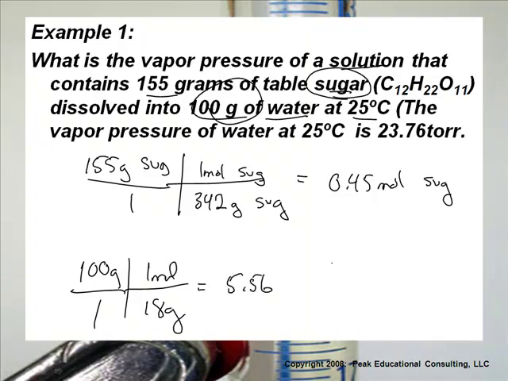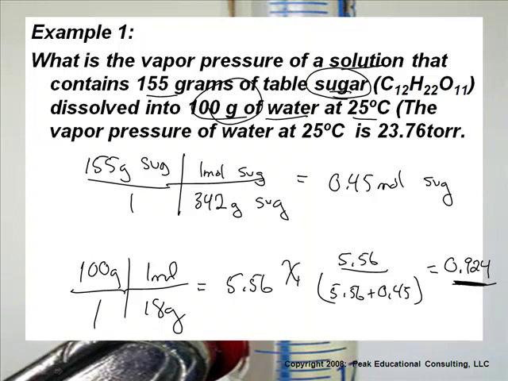5.56. So the mole fraction of the water, very important, of the solvent, will be 5.56 divided by 5.56 plus 0.45. And that'll be 0.9, I'm sorry, 0.924. So now that's just the mole fraction. This is X of water, right?